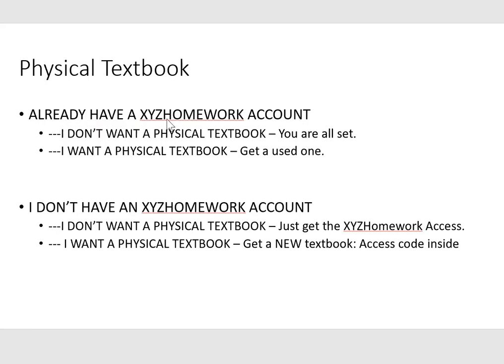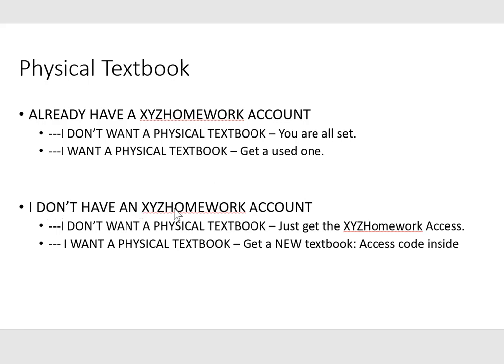So if you already have an XYZ homework account, and then you also do not want a physical textbook in your hand, so you are all set. There's nothing else to do. You're going to just get the course ID number from me in order to get into the course, and you are all set to go. Alright, if you do want a physical textbook, my recommendation is to get a used one, because all the new ones already come with the access code. So you're in a sense paying for the textbook and the access code.